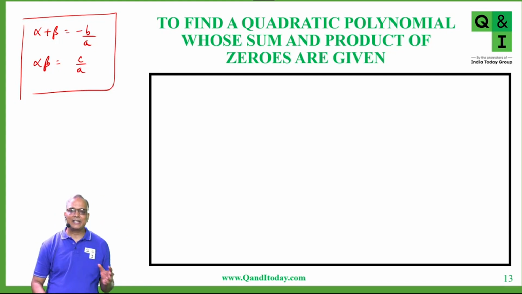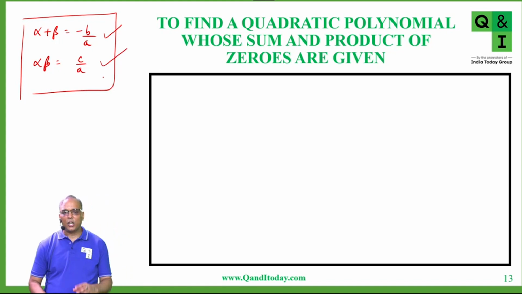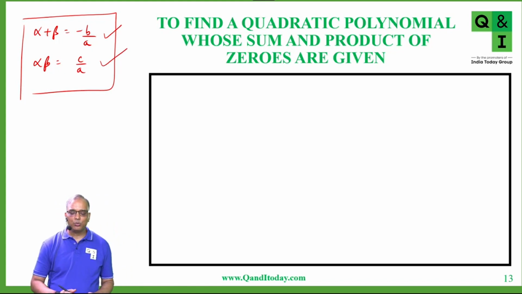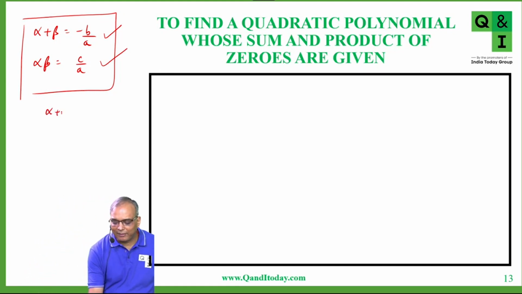Similarly, relationship between product of zeros and relation and constant term and the coefficient of x square. So these are the two relations which we saw. Now in this part, we are going to find a quadratic polynomial whose sum and product of zeros are given. Means alpha plus beta is already known and alpha beta is already known.